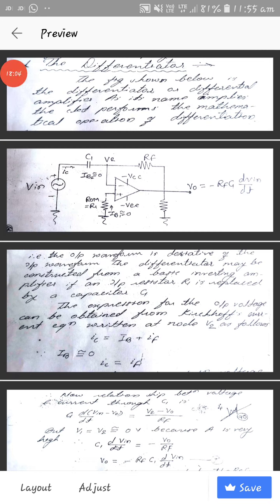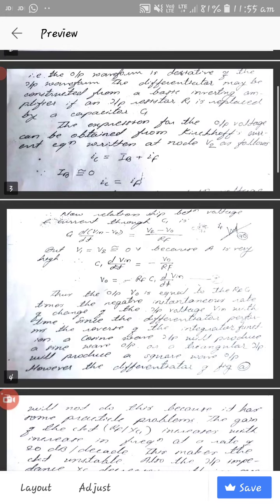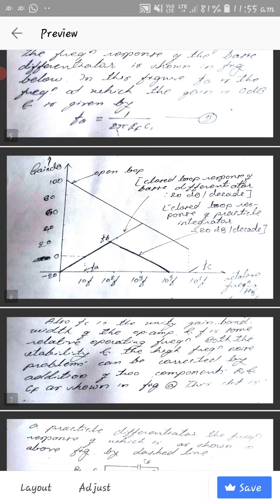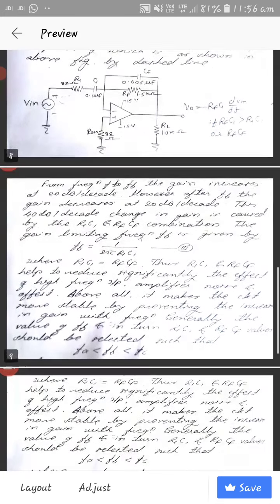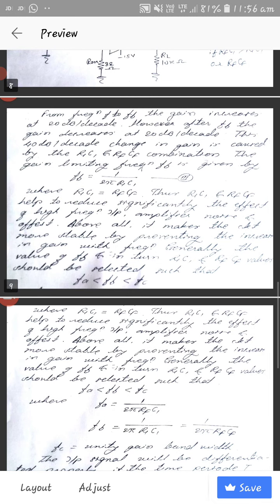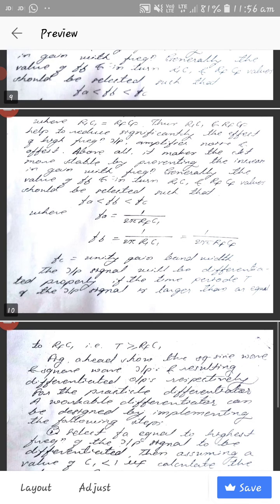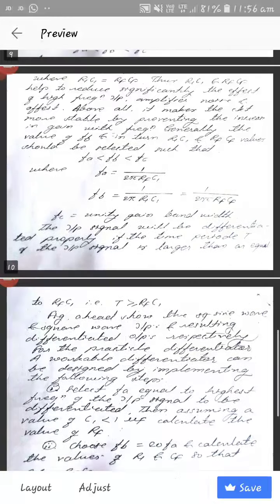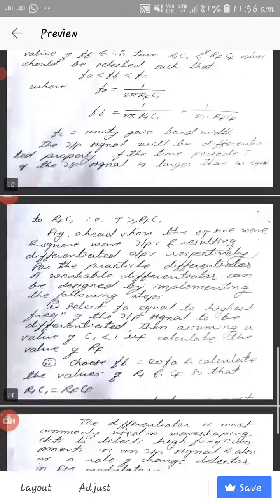It is firstly used in a simple inverting configuration of the operational amplifier. It consists of three different frequencies: FA, FB and FC. The figure shows the open loop and closed loop response of the basic differentiator and the closed loop response of the practical differentiator. Here R1 C1 is equal to RF CF, so FB is equal to 1 upon 2 pi R1 C1 or 1 upon 2 pi RF CF, and FC is the unity gain bandwidth.